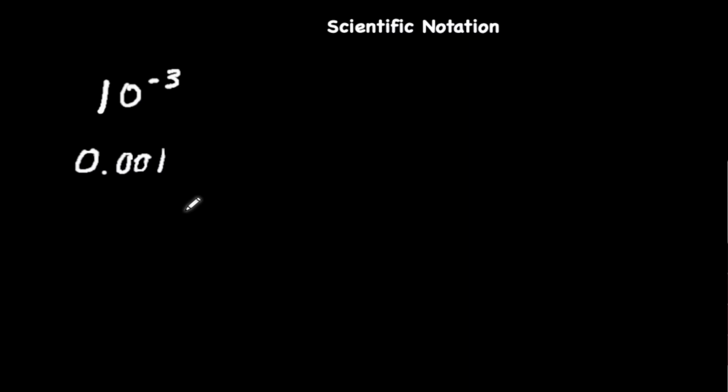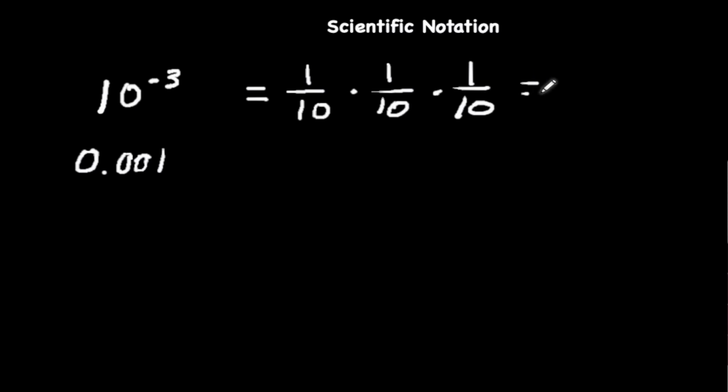Okay? So if you remember our previous lesson on zero and negative exponents, we talked about how we are taking the multiplicative inverse or reciprocal of this number. So that's the same thing as multiplying 1 over 10 times 1 over 10 times 1 over 10, which equals 1 over 1,000. Okay, so I just wanted to make sure that was made clear. All right, so let's go ahead and move on.